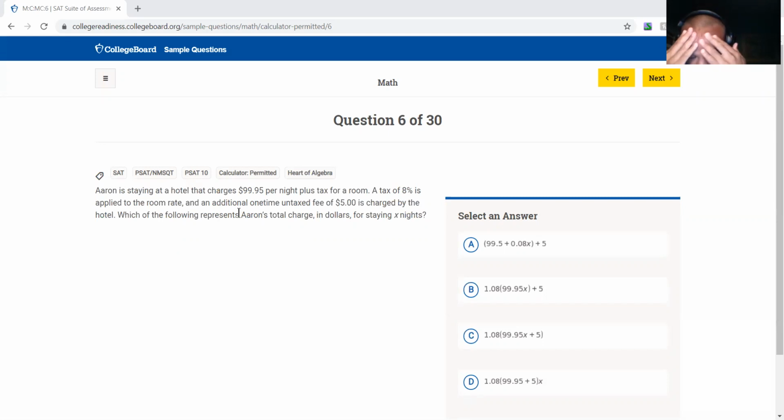Okay, just by reading the first sentence, it sounds like a linear equation. Aaron is staying at a hotel that charges $99.95 per night plus tax for a room. A tax of 8% is applied to the room rate, and an additional one-time untaxed fee of $5 is charged by the hotel. I rolled my eyes because it's obvious this is about linear equations. Which of the following represents Aaron's total charge in dollars for staying x nights?